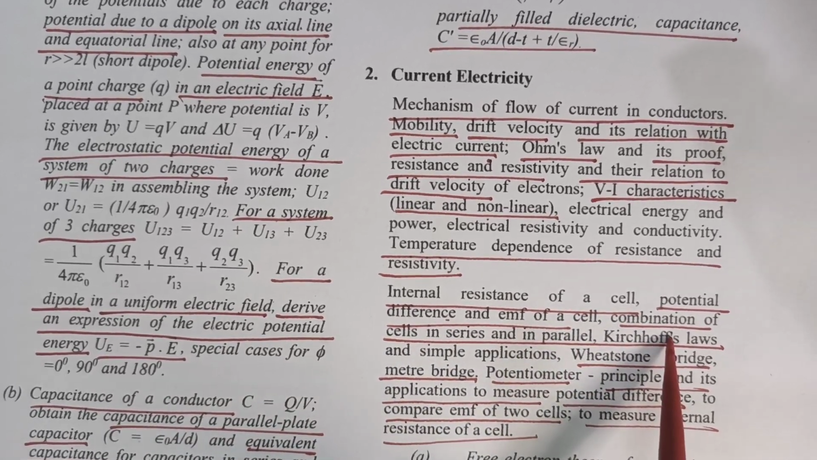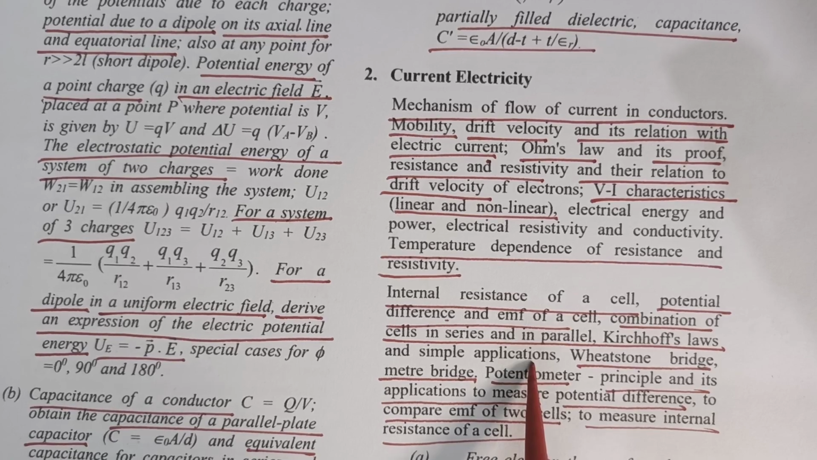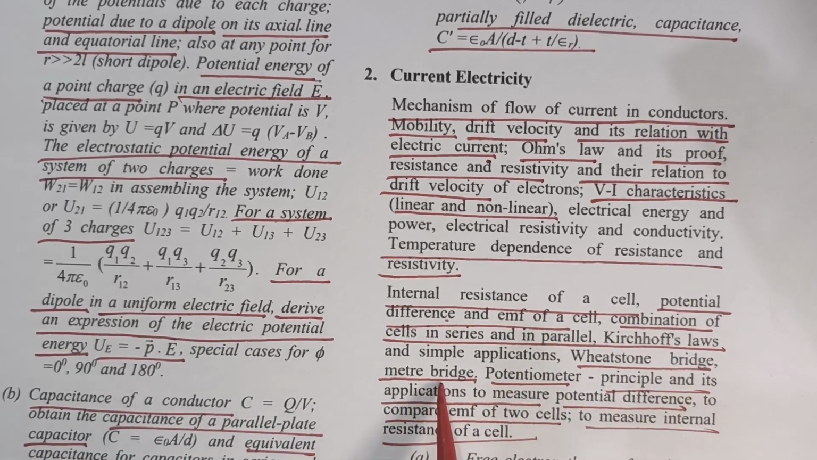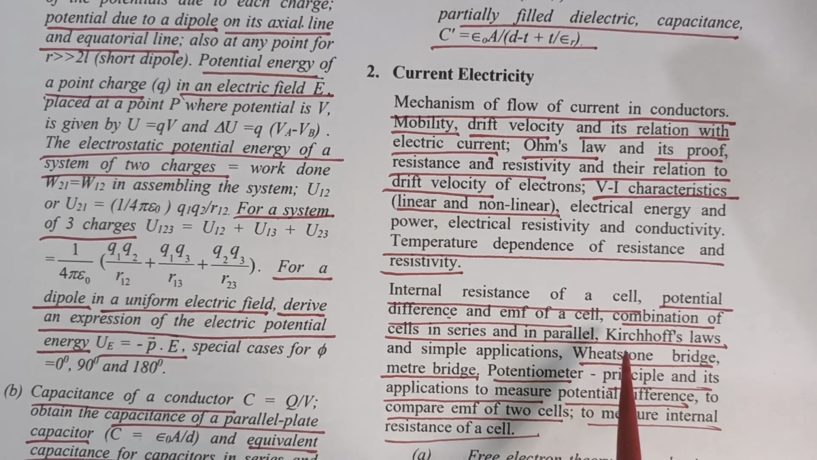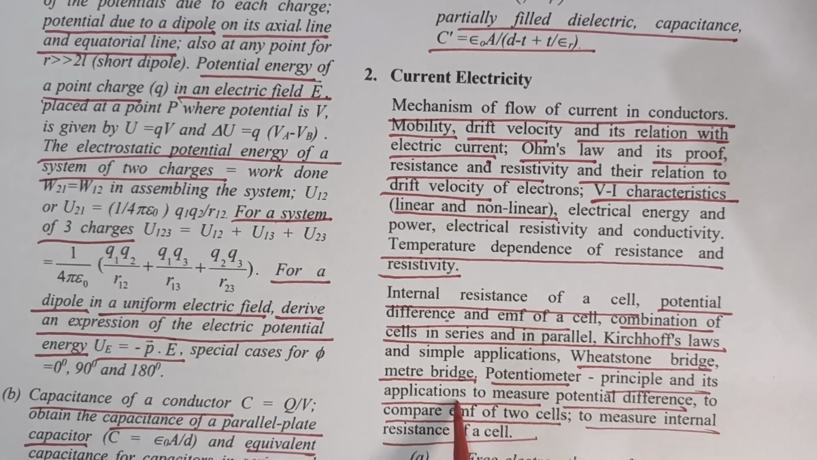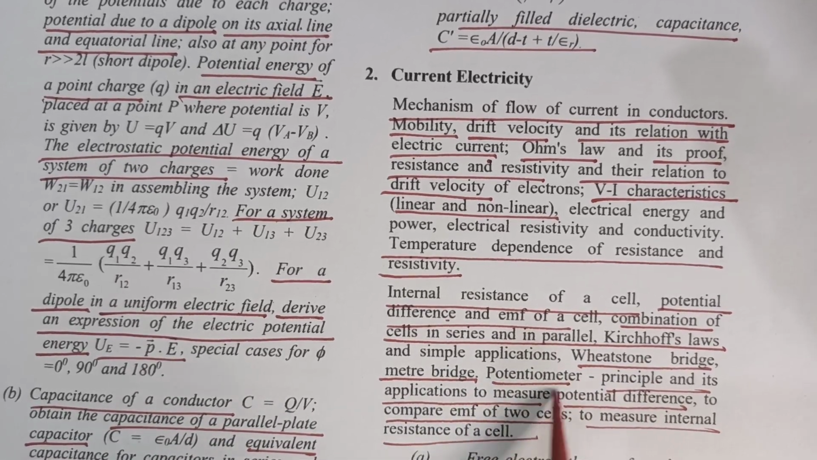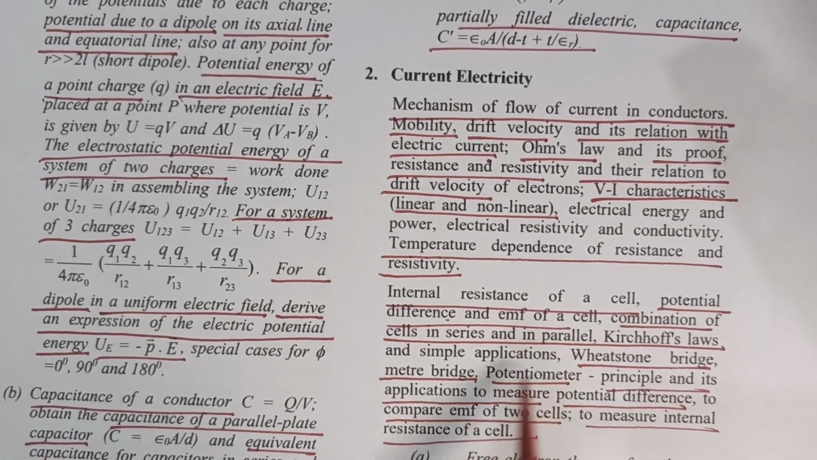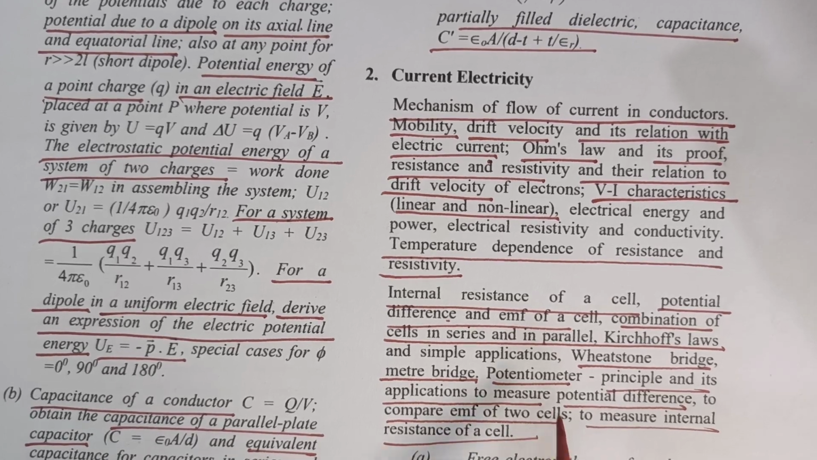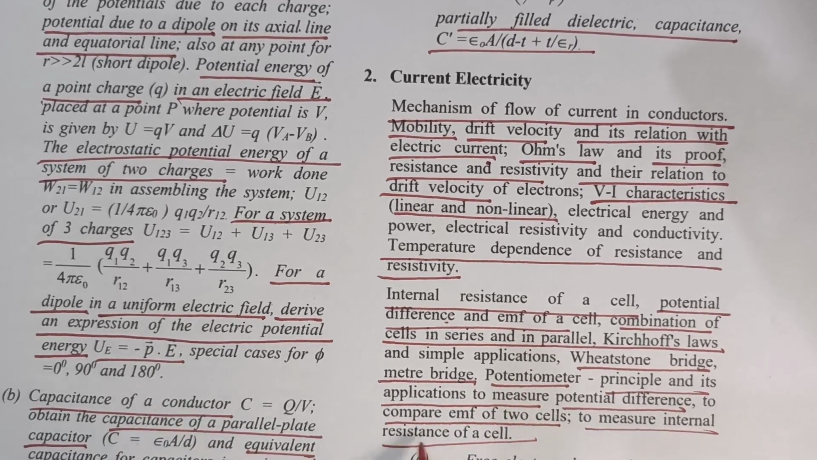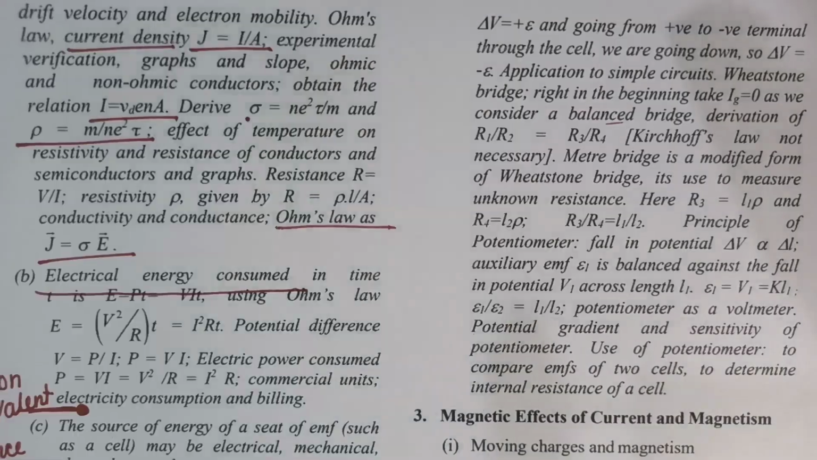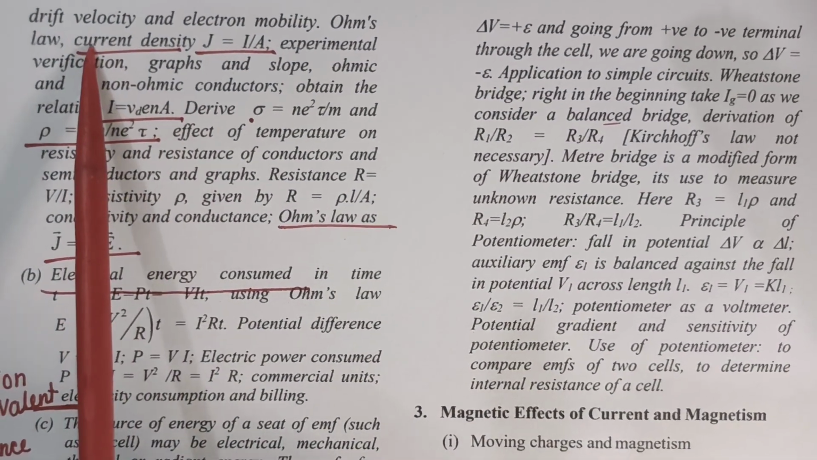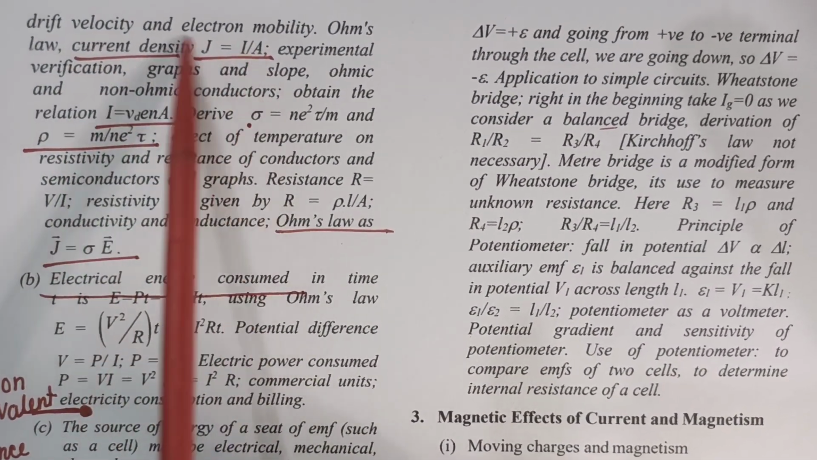Then Kirchhoff's law and its simple application. Wheatstone bridge, meter bridge, potentiometer, the principle of these three devices, their application, especially potentiometer, application to calculate potential difference between two points, application of potentiometer to compare EMF of two cells, and application of potentiometer to measure internal resistance of the cell. During this study, the current density quantity will be introduced.